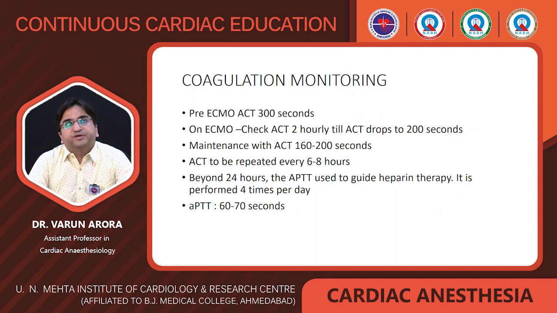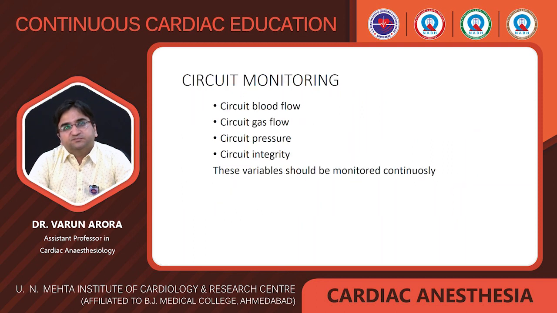Now coming to the coagulation monitoring. So pre-ECMO ACT of around 300 seconds. On ECMO, check ACT frequently till the ACT drops to 200 seconds and maintain with ACT of around 160 to 200 seconds. ACT is to be repeated every 6 to 8 hours. Beyond 24 hours, APTT is used to guide the heparin therapy, and it is done 4 times per day. APTT in the target range of 60 to 70 seconds.